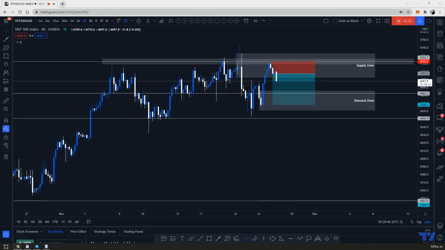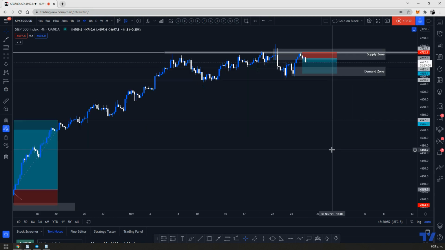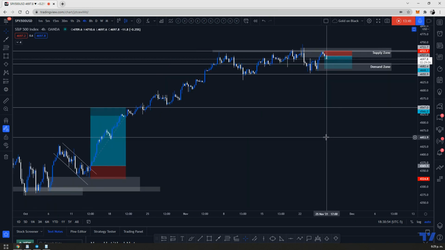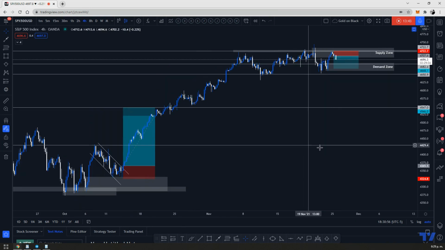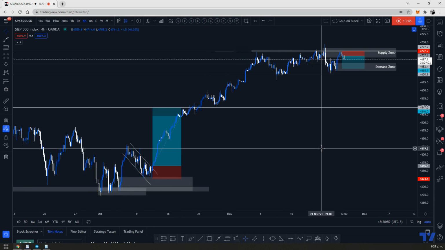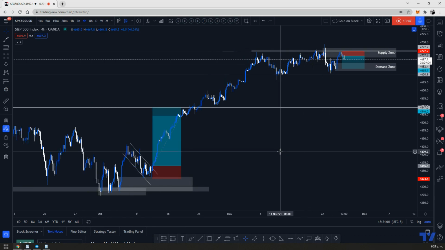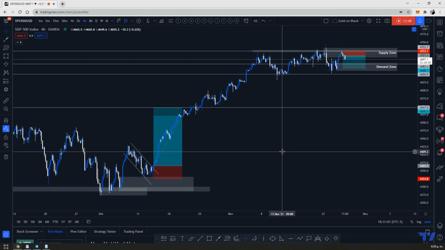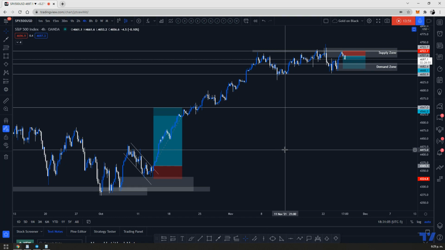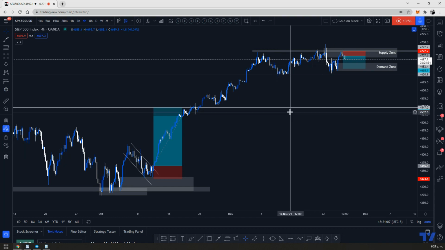But that's basically it, guys. That will be pretty much all for today. I hope you understand a little bit better. Using in combination support, supply and demand zones, with support and resistance, using them in combination will definitely help you improve your trading.